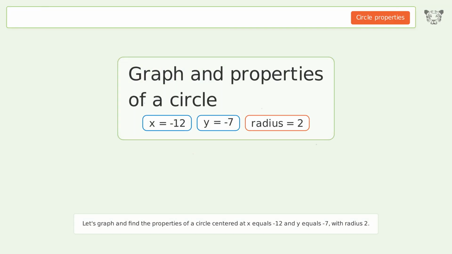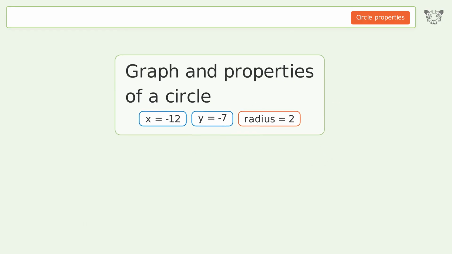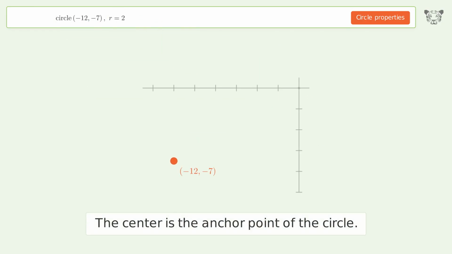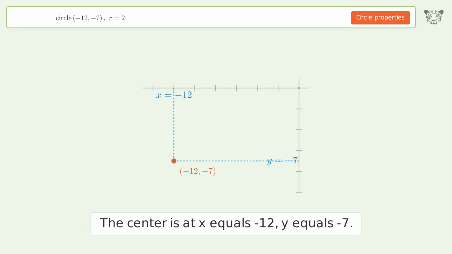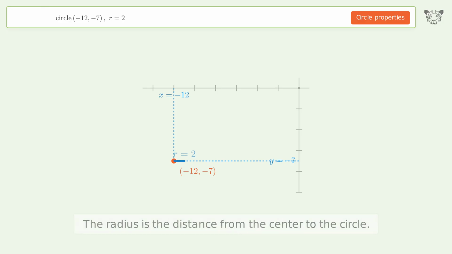Let's graph and find the properties of a circle centered at x equals -12 and y equals -7, with radius 2. The center is the anchor point of the circle. The center is at x equals -12, y equals -7. The radius is the distance from the center to the circle.